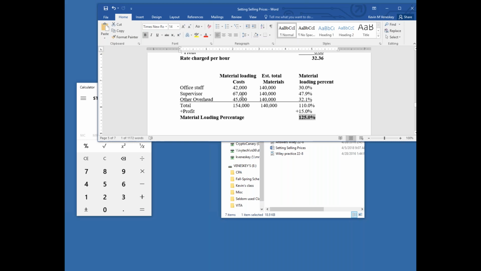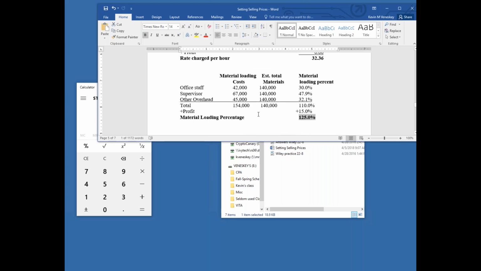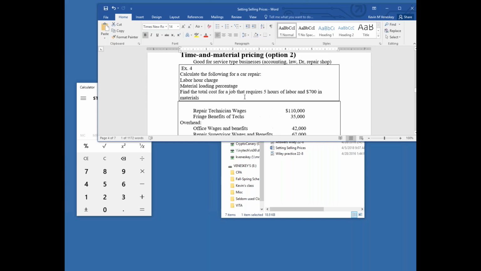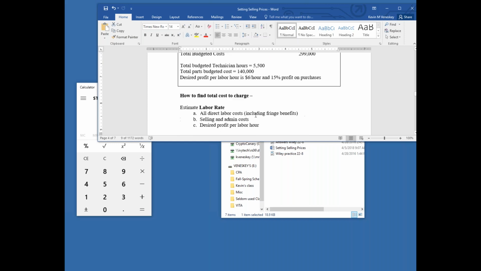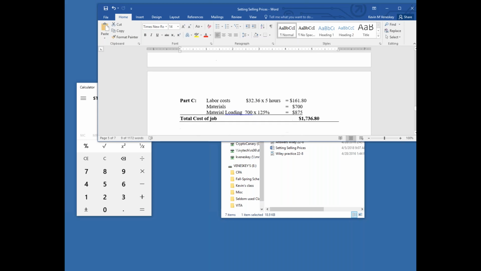Now, that would be what I would consider Part B. Part A up here was to find the labor. Part B is to find your overhead. Now we can combine them in Part C for a per job cost. I told us at the beginning of the example, let's go back up here, that this job requires 5 hours and $700 in materials that I have to use to fix the car. All right, 5 hours of work, and I know I'm going to charge $32.36 an hour.